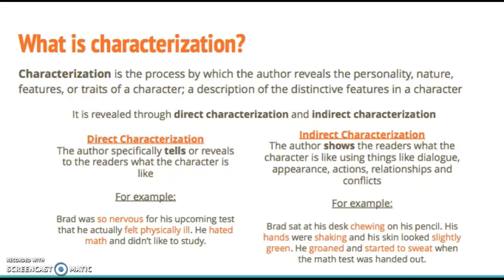Now, let's take a look at indirect characterization. So, indirect characterization is when the author shows the reader what the character is like, using things like dialogue, appearance, actions, relationships, and conflicts. Brad sat at his desk chewing on his pencil. His hands were shaking, and his skin looked slightly green. He groaned and started to sweat when the math test was handed out.